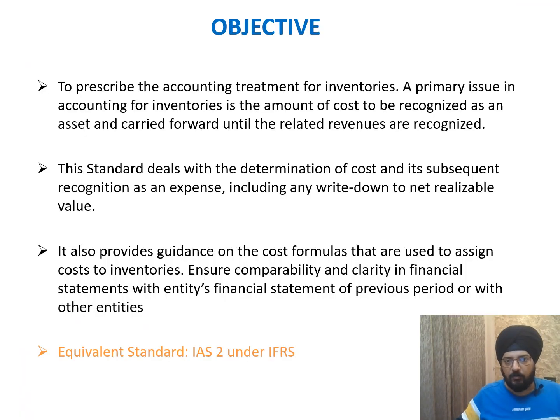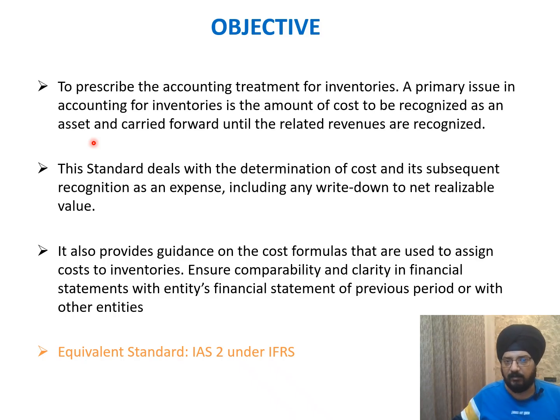Okay. So the objective of IND AS 2 is to prescribe the accounting treatment for inventories. A primary issue in accounting for inventory is the amount of the cost to be recognized as an asset and carried forward until the related revenue is recognized. So how are we going to account for the cost of the inventory before it is sold? What would be the value at which it would be recognized in the books of accounts, and what is the formula on the basis of which the accounting is going to happen? All this is something that we are going to cover as a part of this IND AS.